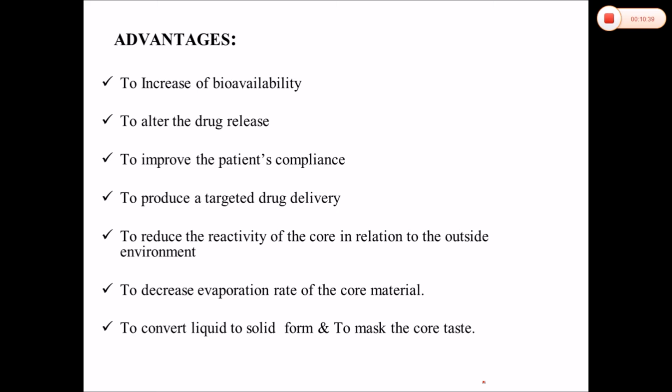The same process here we can use to mask the bitter taste of drugs. Second, third, fourth one, to produce a targeted drug delivery, as a polymer that we are using to coat for the coating purpose by any other method.